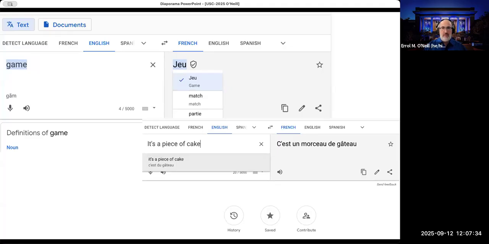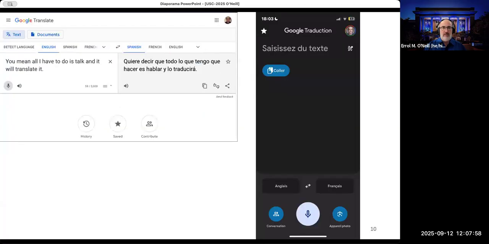If you're familiar with French, you see here on the right-hand side, there's a literal translation of "it's a piece of cake." But if you click and look under it, "c'est du gâteau," that's a more colloquial translation of the expression. So it does sometimes give you options to work with instead of just having one output that comes out.